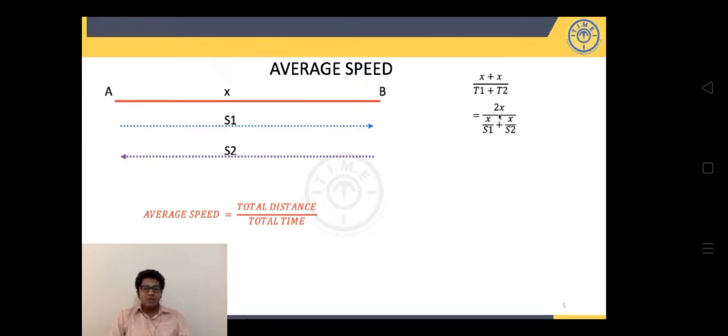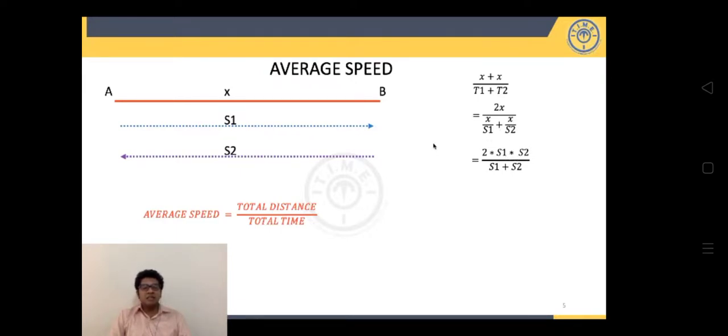So I can cancel out x in the numerator and denominator. So you'll have 2 divided by 1 by s1 plus 1 by s2, which is nothing but 2 divided by (s1 plus s2) by s1 s2, which is equivalent to 2 s1 s2 by s1 plus s2. So this is the average speed.